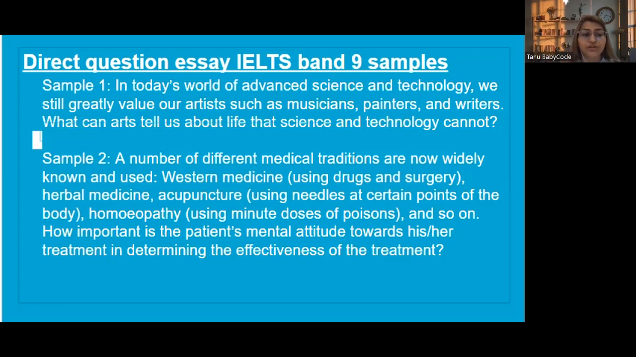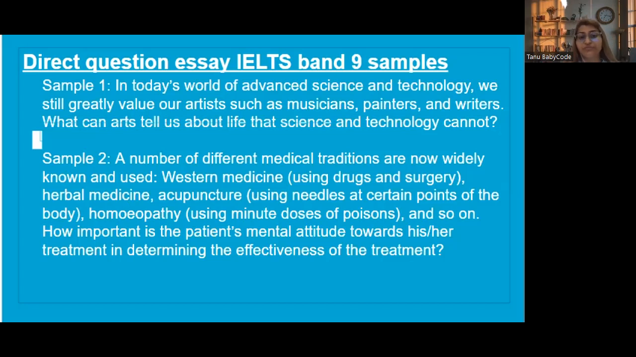Right? So, what are you supposed to do? They are telling you that in today's world of science and technology, we are actually valuing, giving importance to artists like musicians, painters, and writers. What can art tell us about life? What can art tell us which science and technology cannot tell us? So you have to discuss those things which art is going to tell us about life, but science and technology cannot, right?